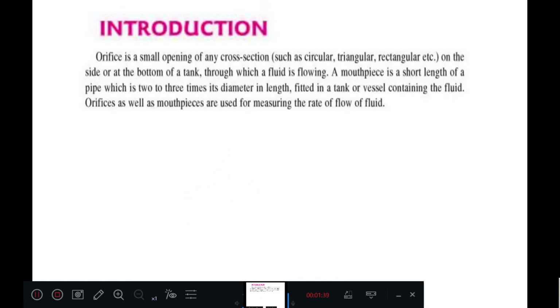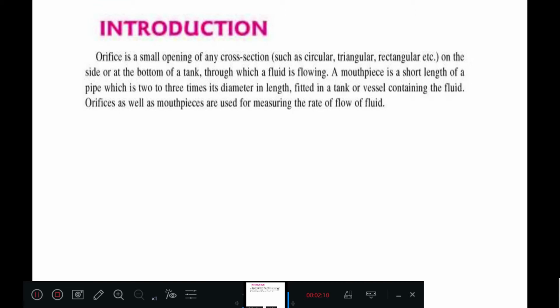So what is an orifice? An orifice is a small opening of any cross section. It could be circular, triangular, or rectangular, and it is provided on the side or at the bottom of a tank through which a fluid is flowing.